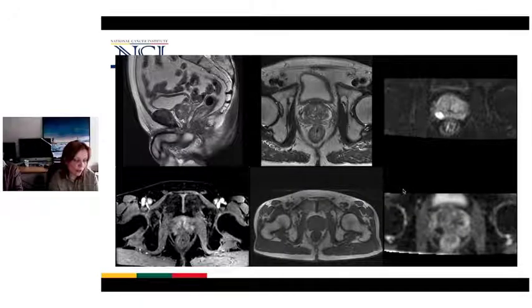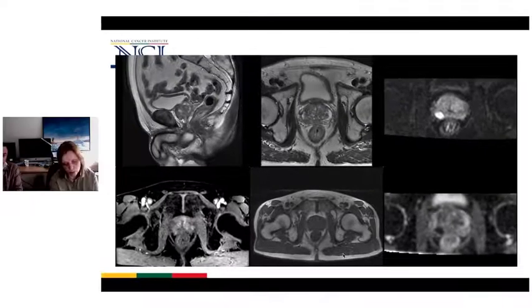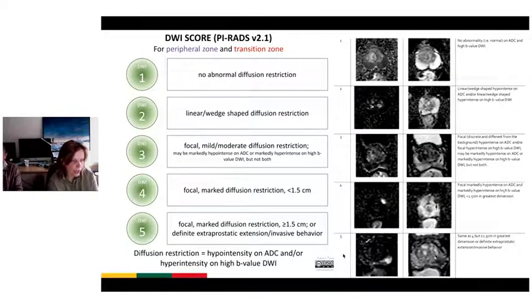So how does it look, what images do we usually have? This is sagittal, axial, we have coronal images, these are T2 images, then we have diffusion and the corresponding ADC, with a bright lesion on DWI and dark on ADC. We have contrast enhanced images, and here we see T1 images that are usually used for lymph node evaluation and bone metastasis evaluation.